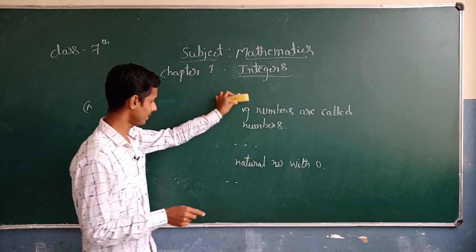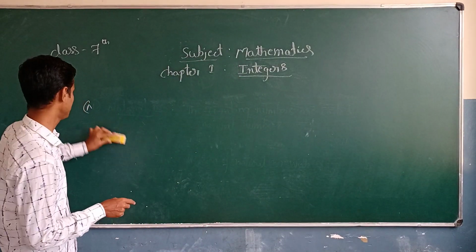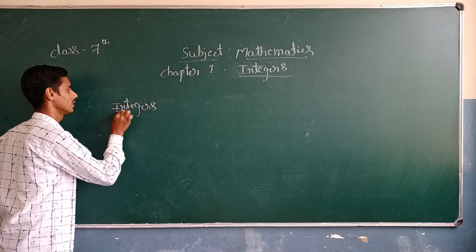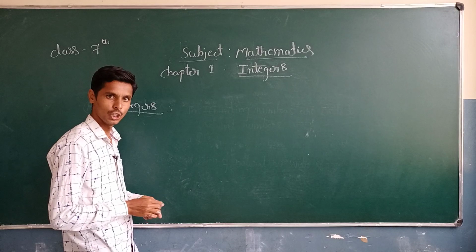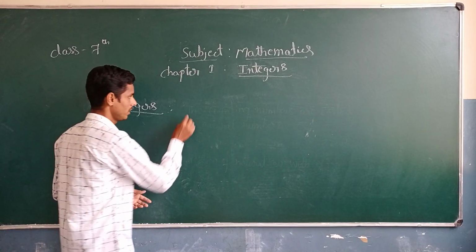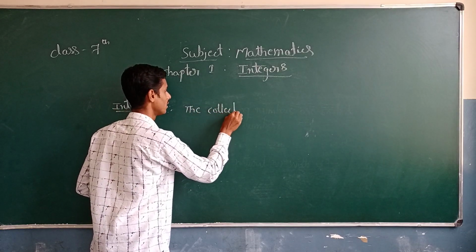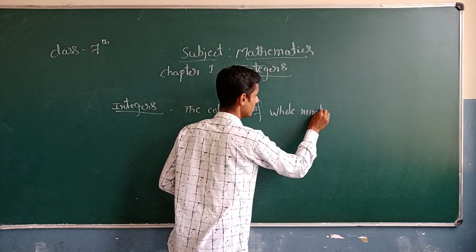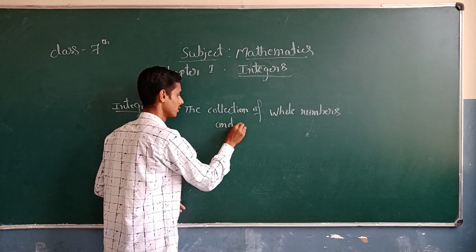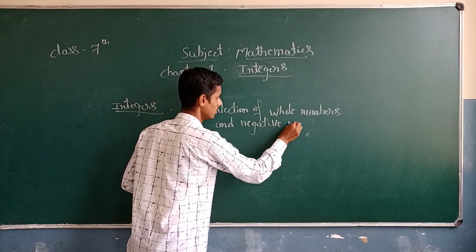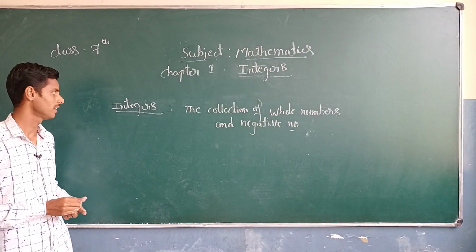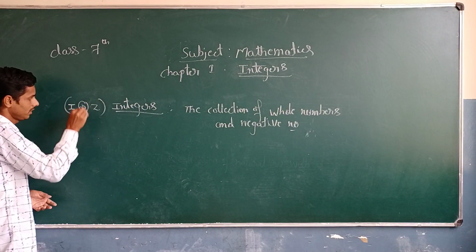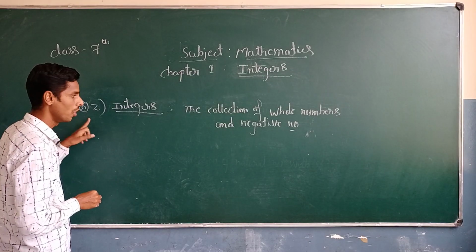Next, what are integers? Integers are the collection of whole numbers and negative numbers. The collection of whole numbers and negative numbers are called integers, and these integers are represented by the letter I or Z.